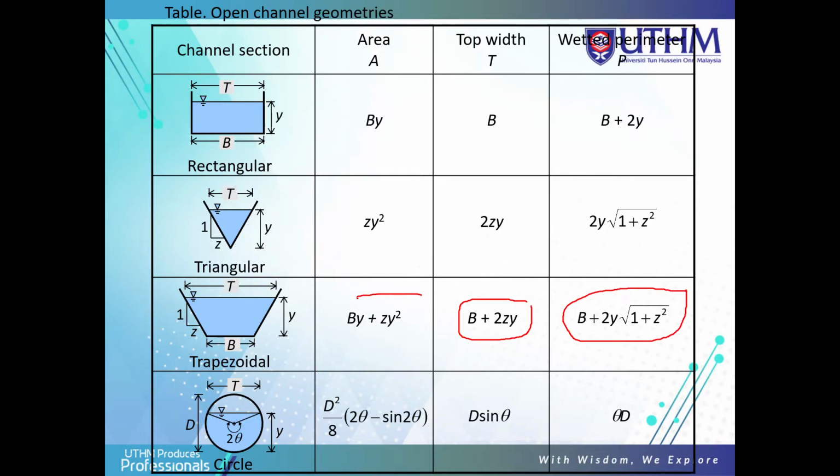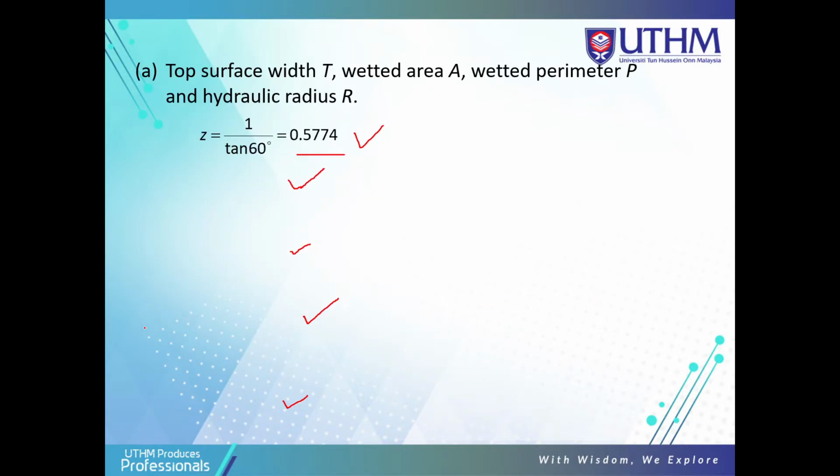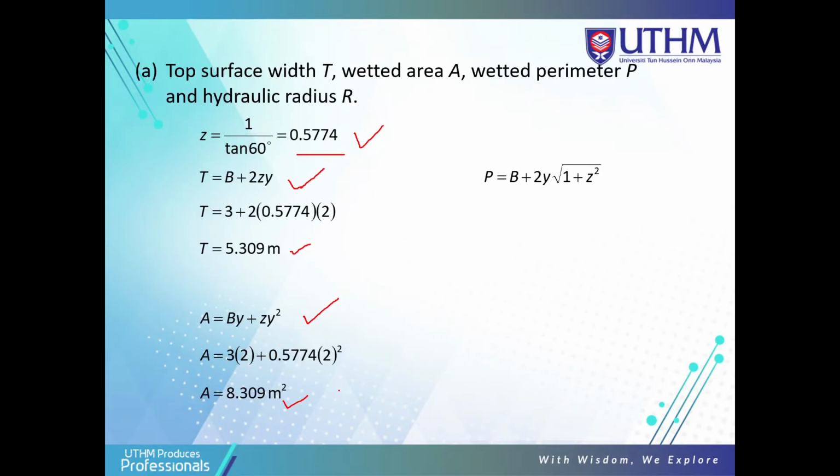So this is the area, this is the top width, this is the wetted perimeter. So you use the trapezoidal formula here, and just look at the activity here. So you get the value of P here. Just put the value here until you get the value of P. Then you use R is equal to A over P.